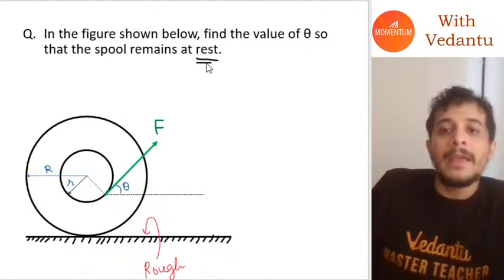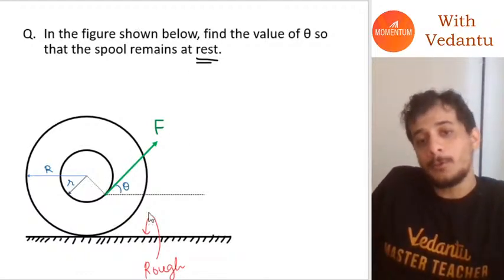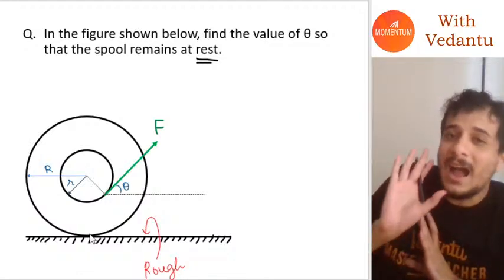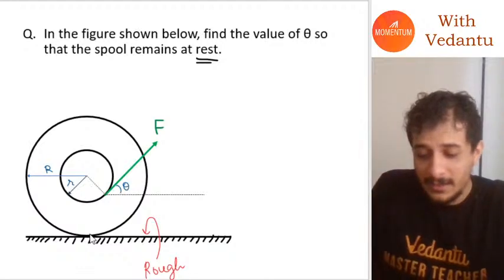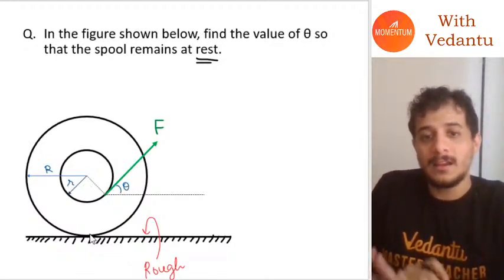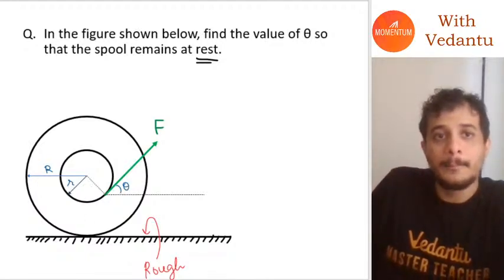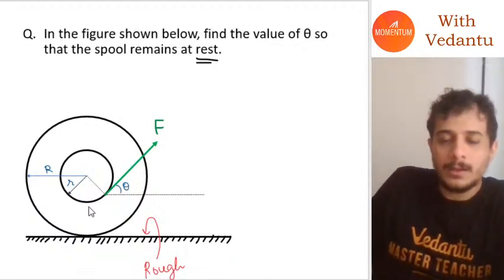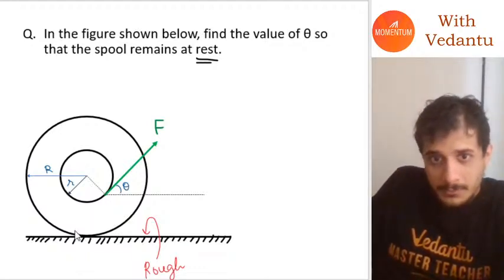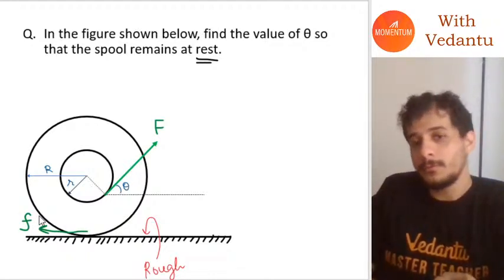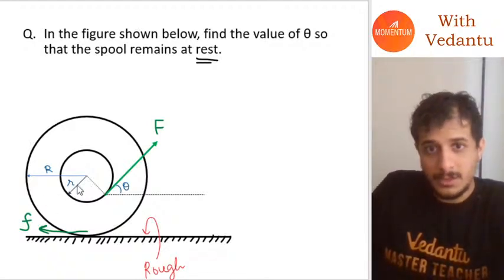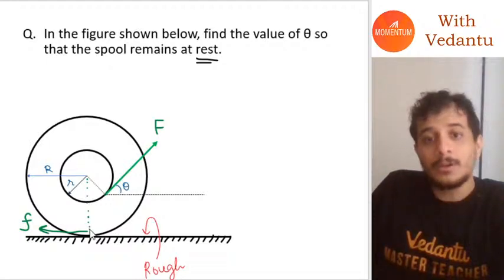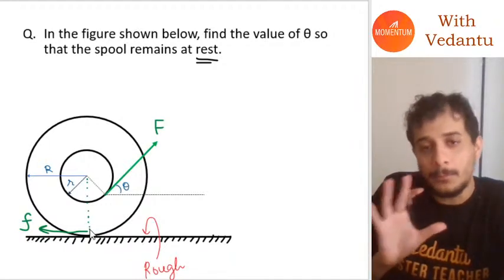Now guys, remember, if I'm applying a force and the spool is remaining at rest, that means there has to be some force in the negative x direction as well. Can anybody tell me which force will that be? That will be the force of friction. That has to be in the left direction, so that because of this the net force will be zero and the body will stay at rest.